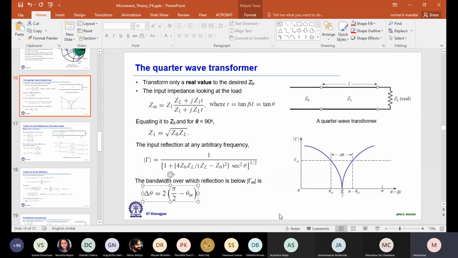This derivation is given in D. M. Pozar's book. I am not repeating it here. You can check it. Okay, so this is the bandwidth of a quarter wave transformer.